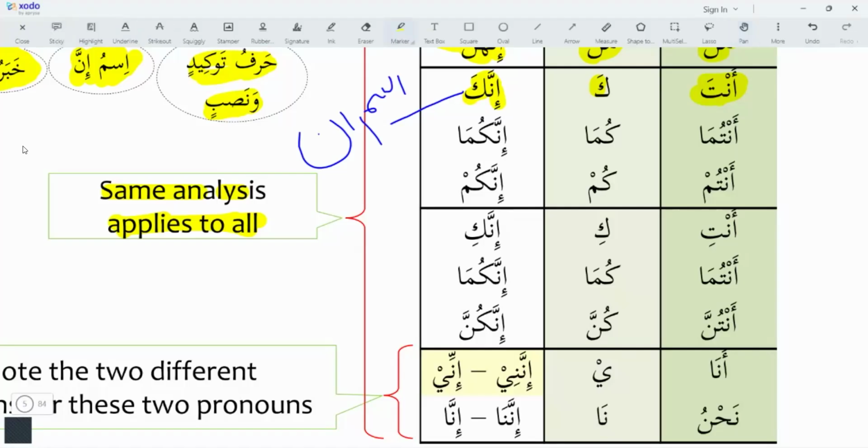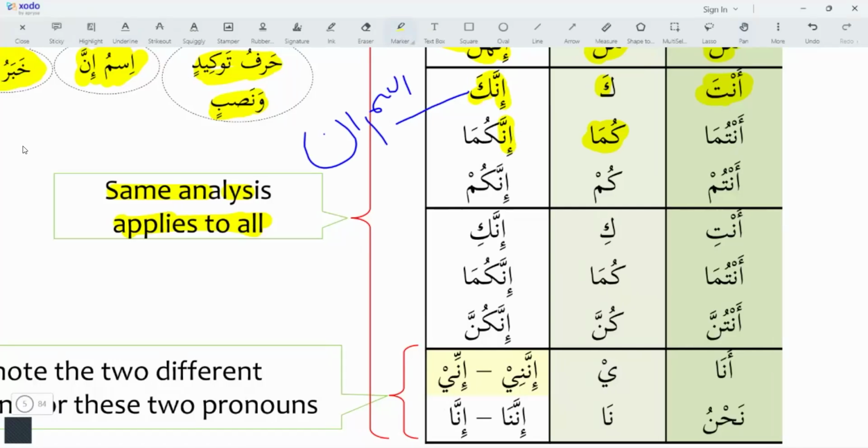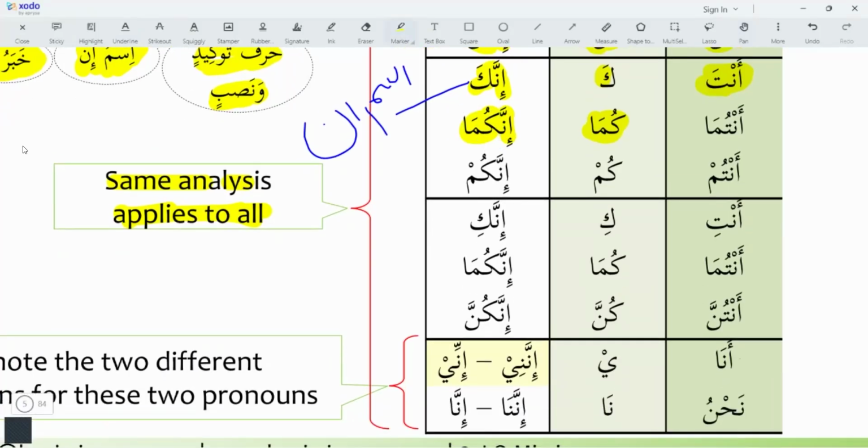Same here, antuma, the attached pronoun is kuma. After using inna, it becomes innakuma, and this kuma is ismu inna. Antum, its attached pronoun is kum. After using inna, it becomes innakum. And this kum is ismu inna.